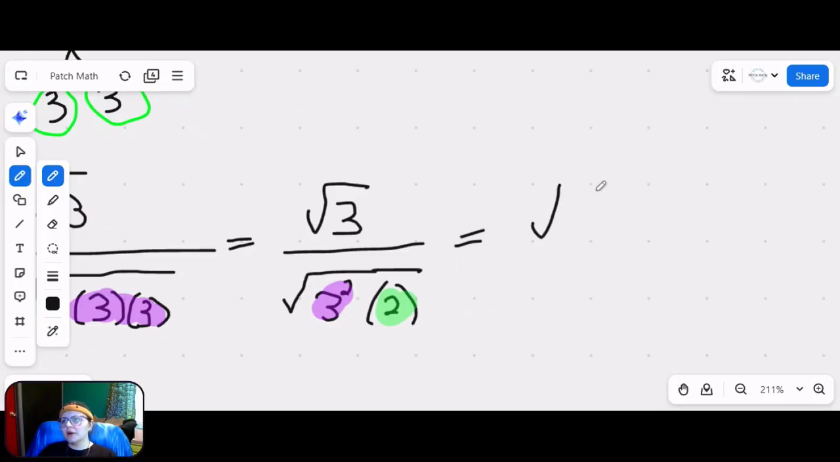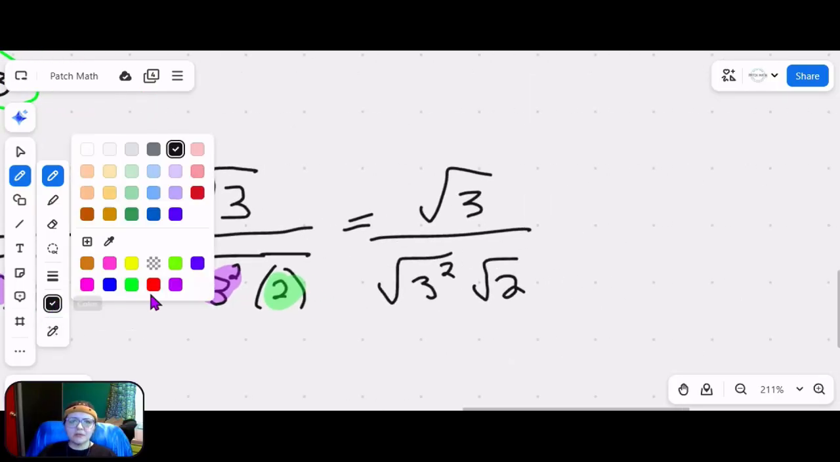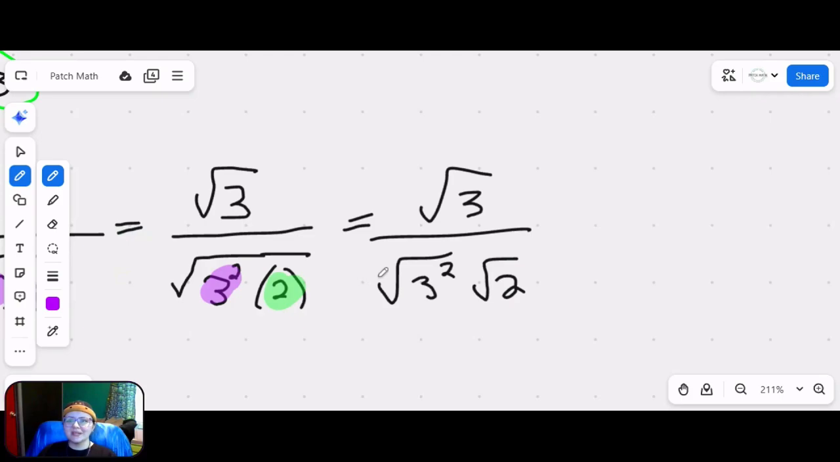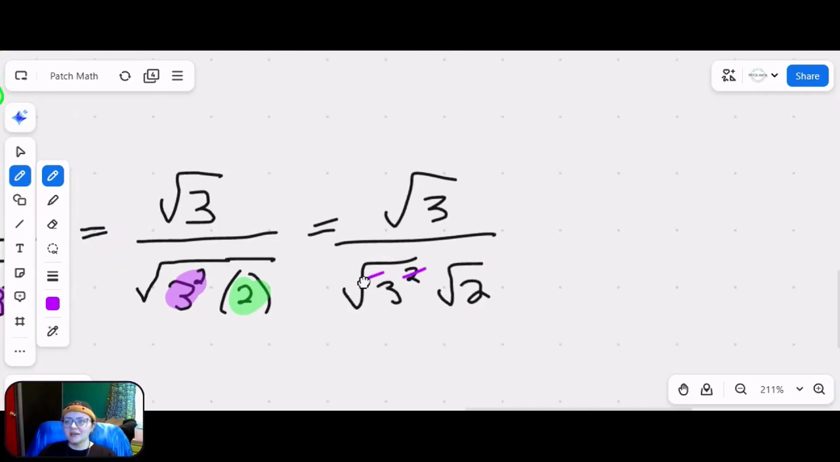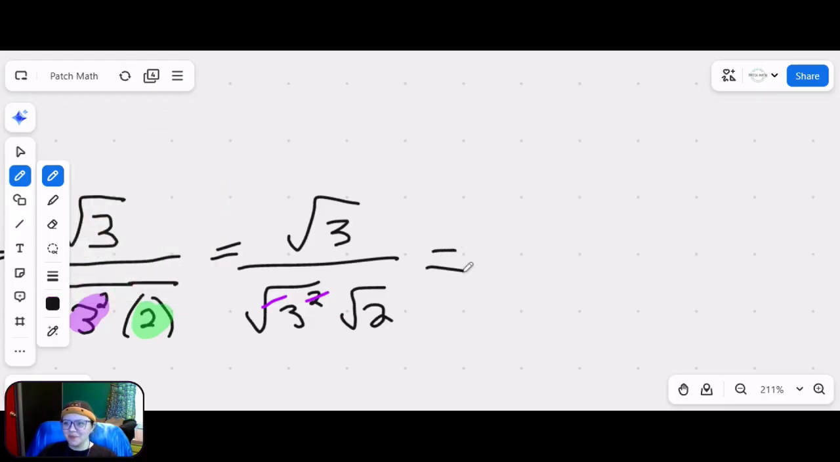That power of a product rule that I just highlighted says that we can take the square root of 3 squared separately from the square root of 2. That's important. Square roots undo squares, so this undoes that. You'll see that our numerator stays the square root of 3, and we have 3 square roots of 2 in the denominator.